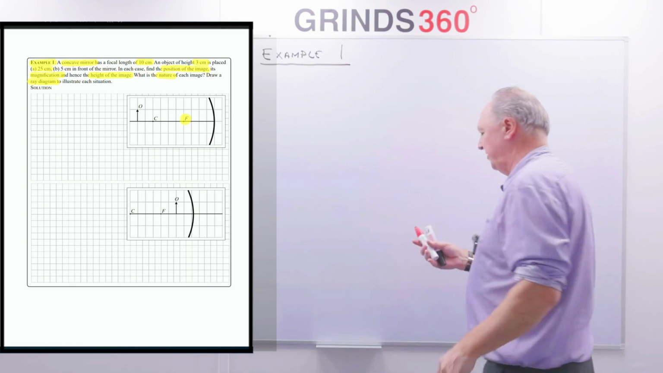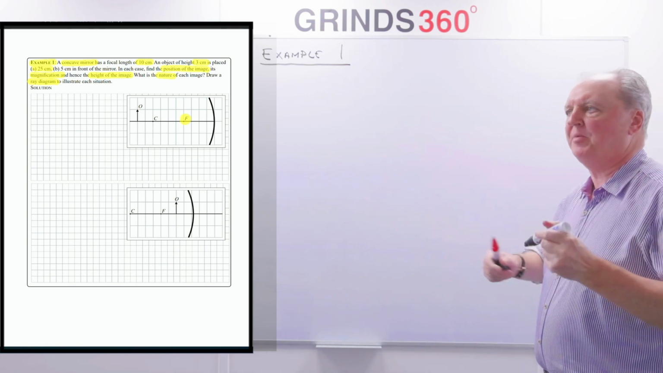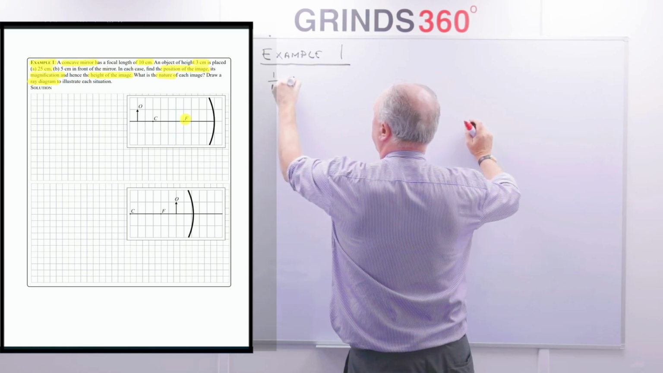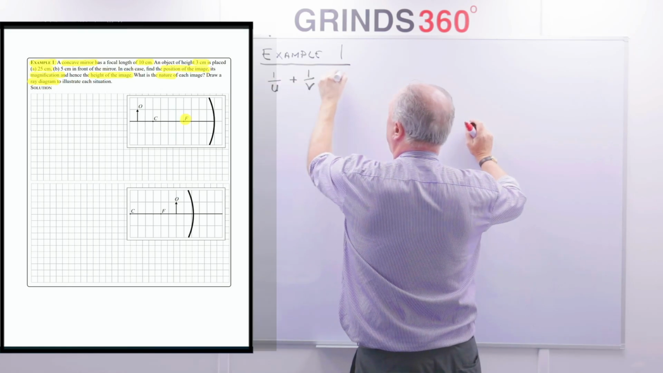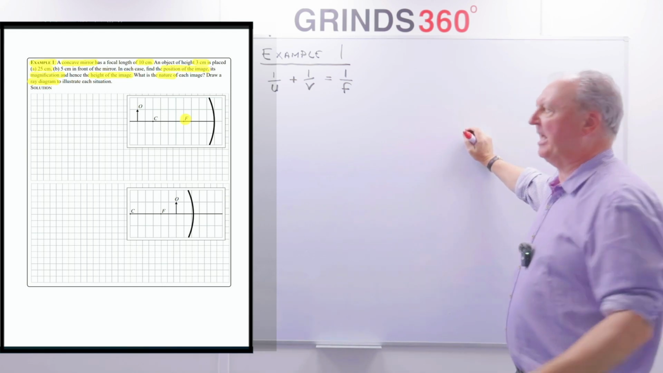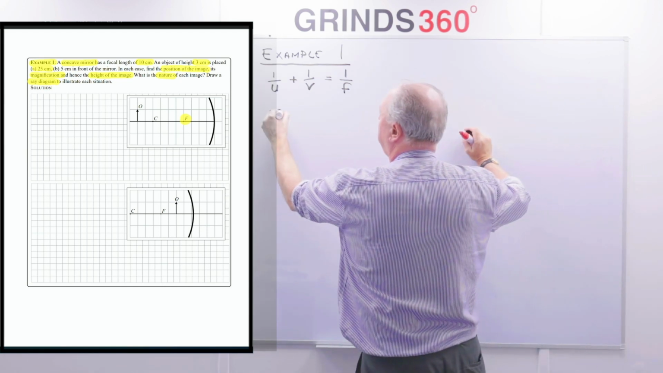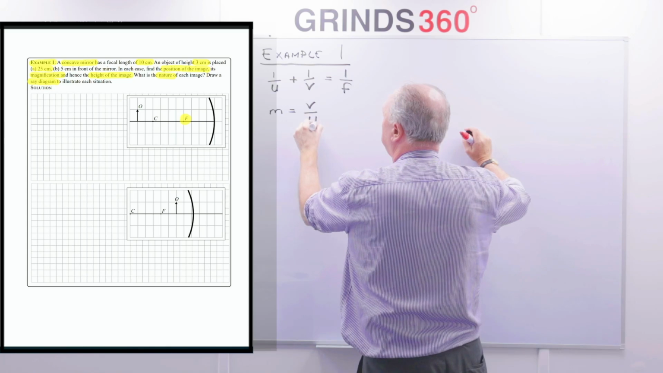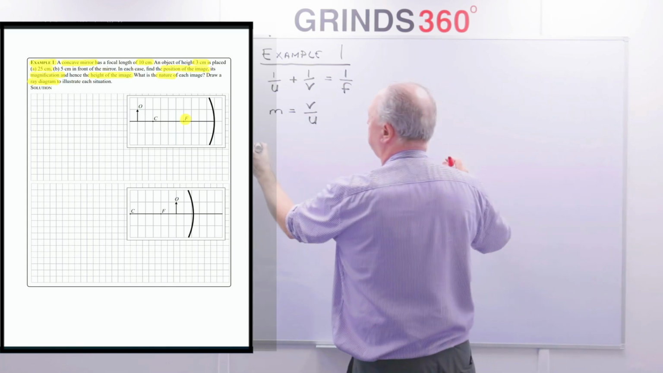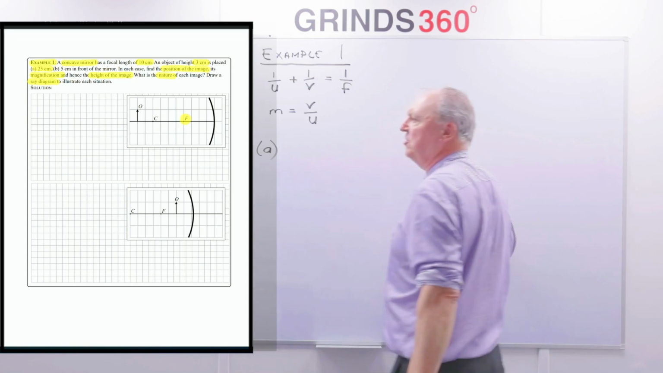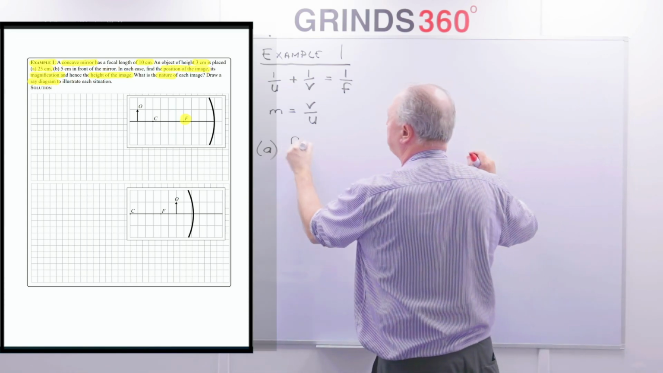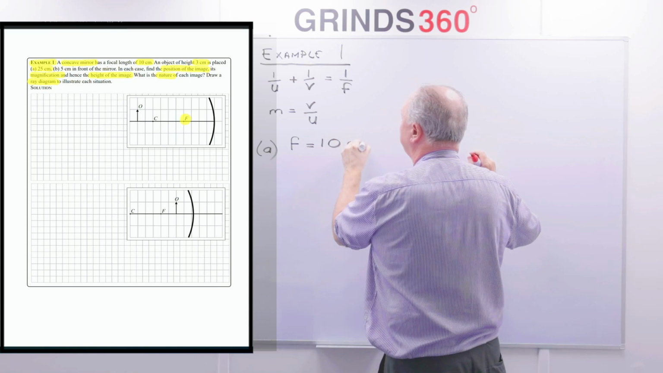So let's put down my information. Well, first of all, what is my formula? The mirror formula is 1 over U plus 1 over V is equal to 1 over F. I've also got my magnification formula. M is equal to V divided by U. What information am I given for part A? Well, first of all, I'm told that the focal length F is 10 centimeters. And of course, that's plus 10.